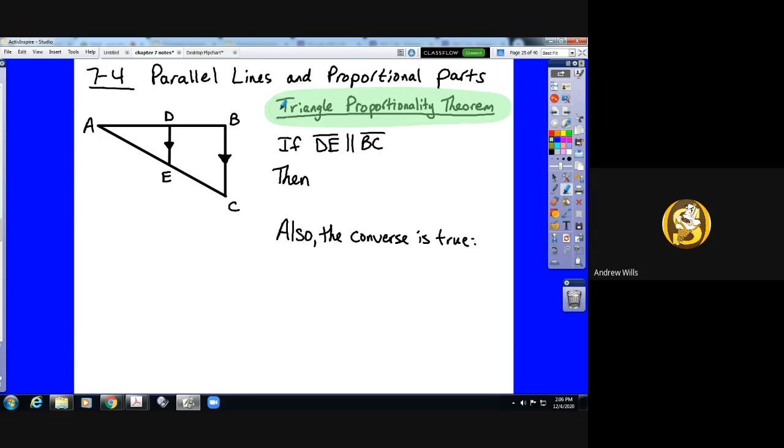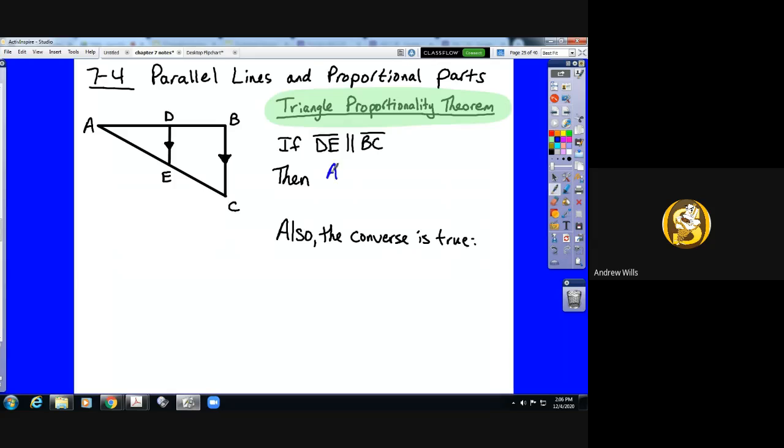Okay, so we're starting off with a theorem that's called the triangle proportionality theorem. It states the following: if we have a triangle ABC that contains another line segment DE such that DE is parallel to BC. So I see the picture there. Notice the parallel markings on DE and BC. If DE is parallel to BC, then DE breaks side AB and side AC into proportional parts, hence the name of the lesson, proportional parts.